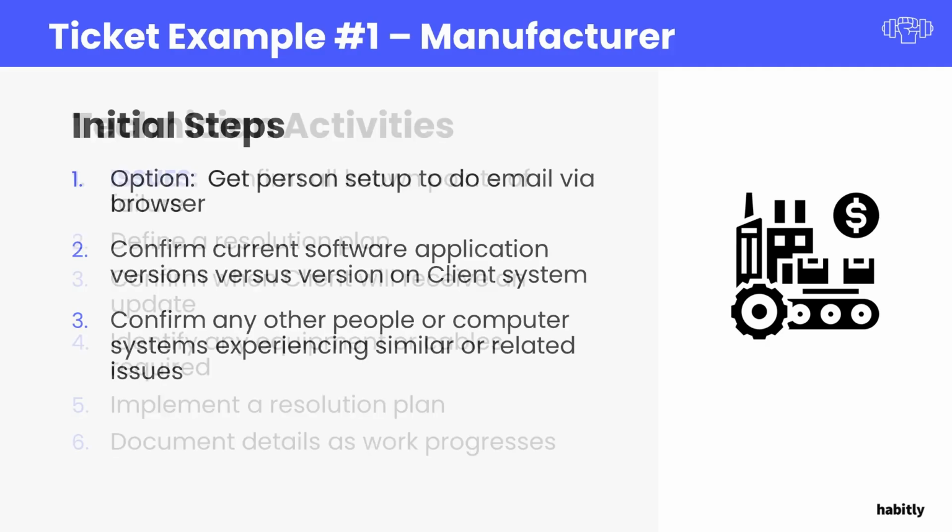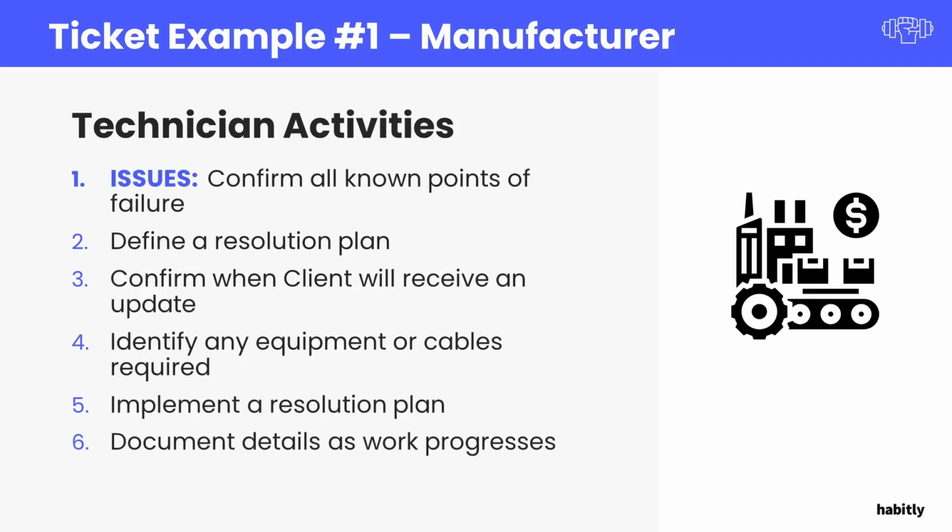Now, what about what we do as far as resolution? Well, regarding the issues, for example, we may confirm all known points of failure. As typical, we're going to define a resolution plan, confirm when the client's going to get an update, identify any equipment or cables that are required, implement the resolution plan, and document as we go. Of course, we're going to be asking questions on the front end, fully asking what's going to happen, what we need to do, what needs to happen.